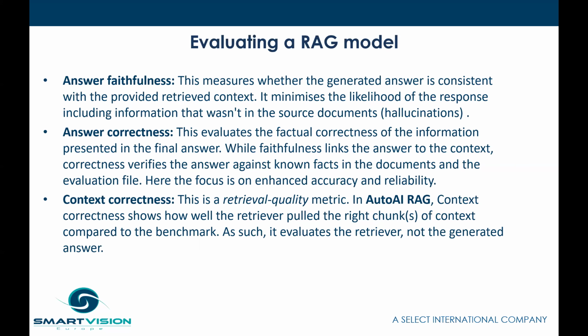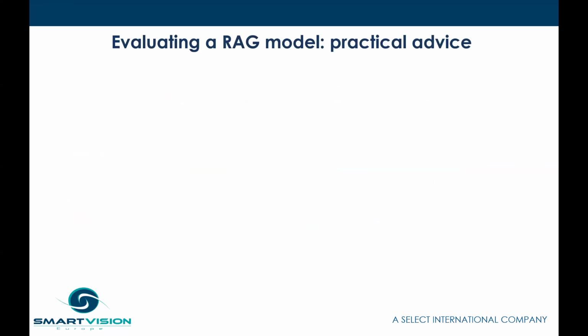And the last one is context correctness. This is a retrieval quality metric. In Auto AI RAG, context correctness is really testing how good a job the retriever does at pulling out the right chunks of context compared to the benchmarks. And as such, it evaluates the retriever, not the generated answer.